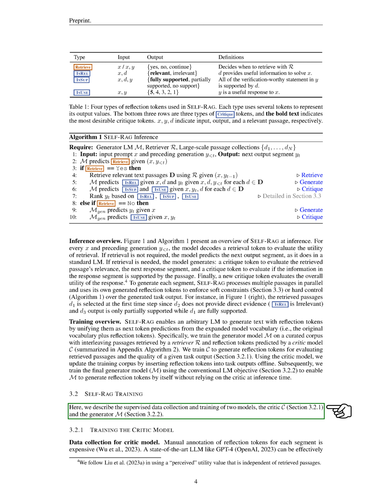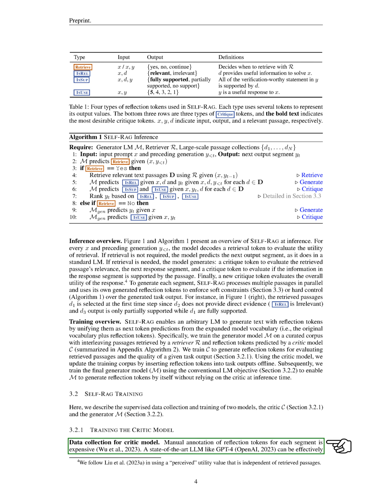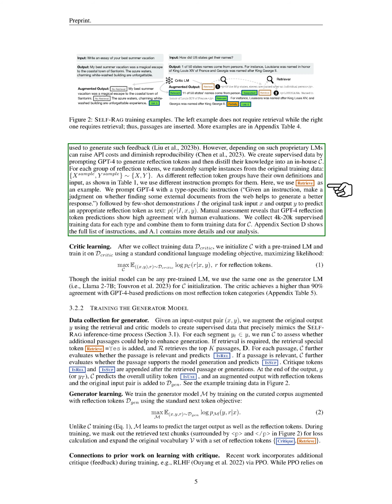Training the critic model involves data collection, which can be expensive if done manually. To overcome this, we use a state-of-the-art language model like GPT-4 to generate feedback. However, relying on such models can increase costs and reduce reproducibility. So, we create supervised data by prompting GPT-4 to generate reflection tokens and then distill their knowledge into our own critic model.